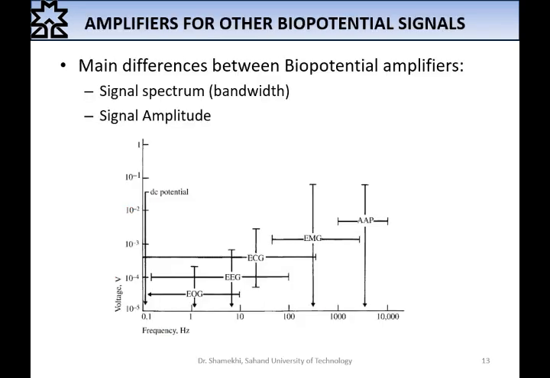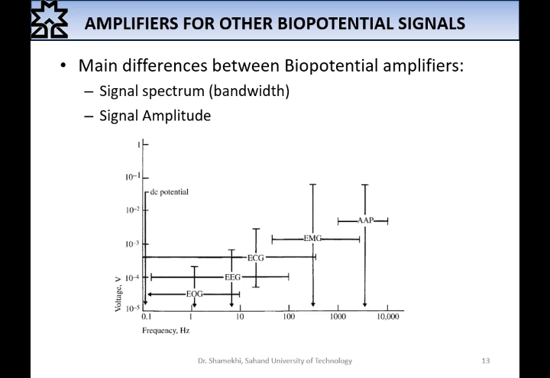The basic structure of almost all biopotential amplifiers is the same. But the main differences between biopotential amplifiers are due to the following factors. The first one is the signal spectrum or bandwidth required for the recording, and the second one is the signal amplitude.